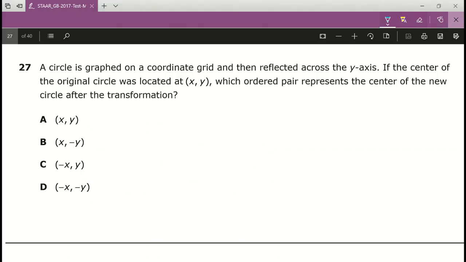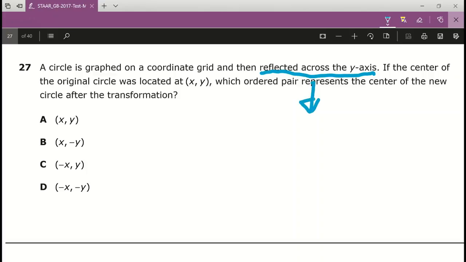Alright, so this is a transformation question. It says it's a reflection across a y-axis. For these transformation problems, they're pretty easy if you can remember your rules. If you do not remember the rules for your transformations, you're going to be in a world of hurt. That's why it's really important to memorize those rules. So first we see that this is a reflection across the y-axis.